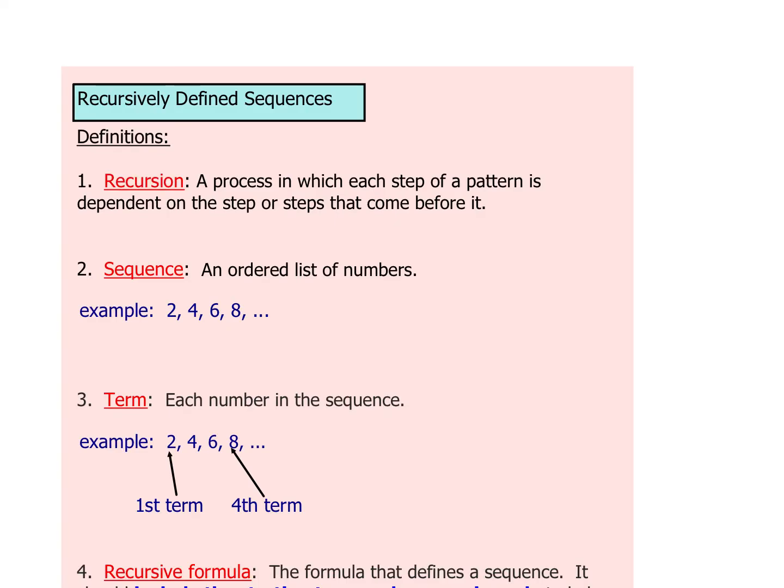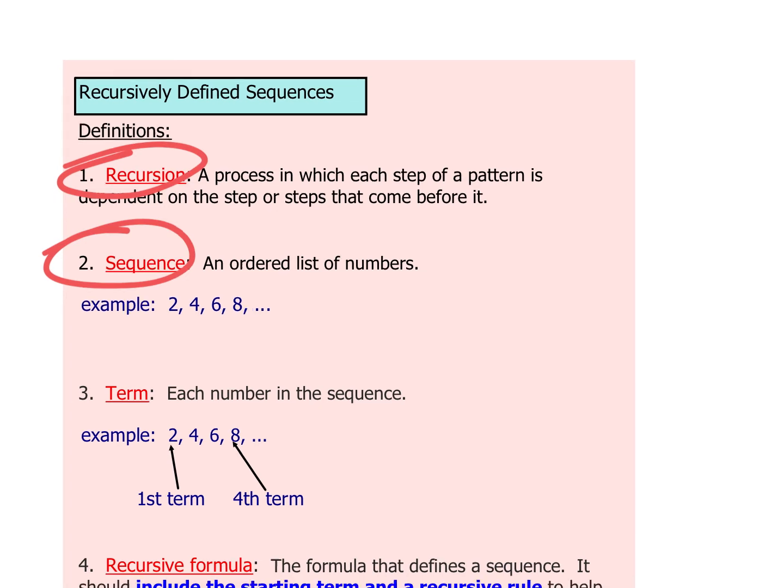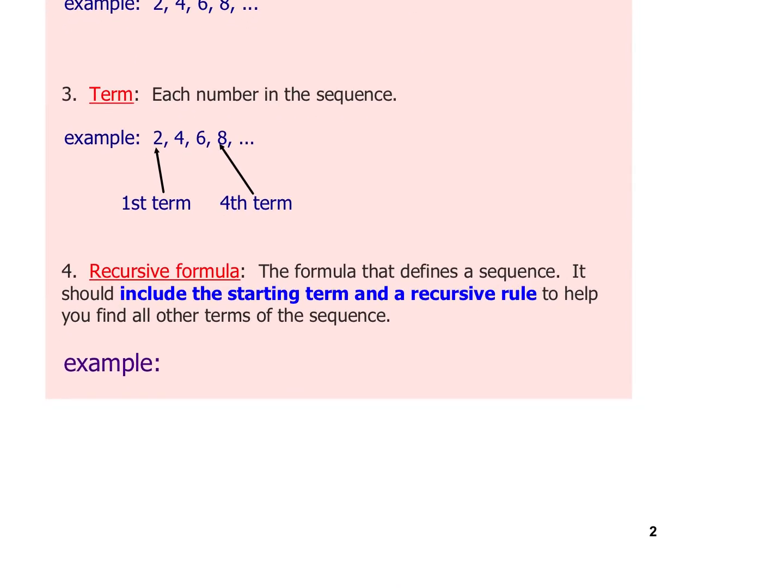All right. So let's go into the notes and see if they walk us through this. Recursion, a process in which each step of a pattern is dependent on the step or steps that come before it. Sequence, an ordered list of numbers, like 2, 4, 6, 8. Term, each number in the sequence is a term.